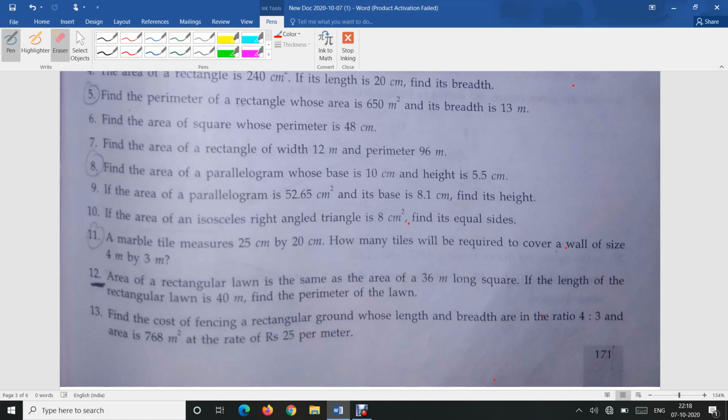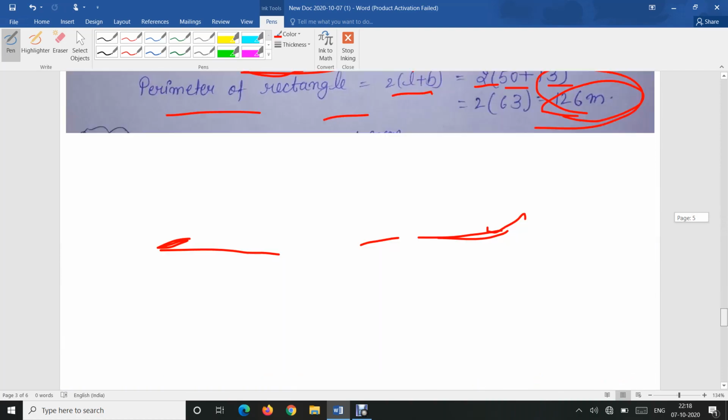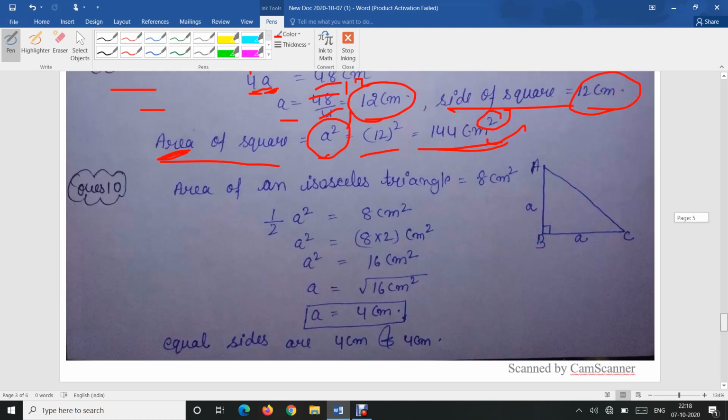Now question number 10 is saying: if the area of an isosceles right angle triangle is 8 centimeter square, find its equal side. I told you that when an isosceles right angle triangle is given, then hypotenuse is the largest side, so hypotenuse cannot be equal. So in this case, base and perpendicular, that means height, will be the same. The area is 8 centimeter square, that is given. You know the formula for an isosceles right angle triangle is half multiplied by a square. You can put it equal to 8 centimeter square.